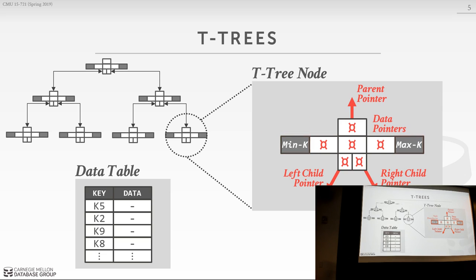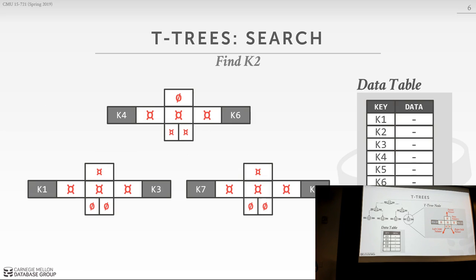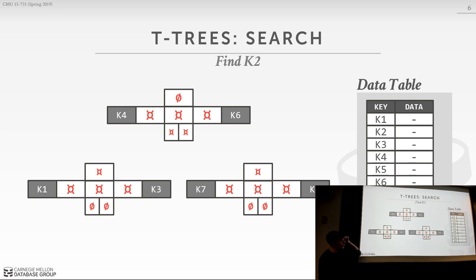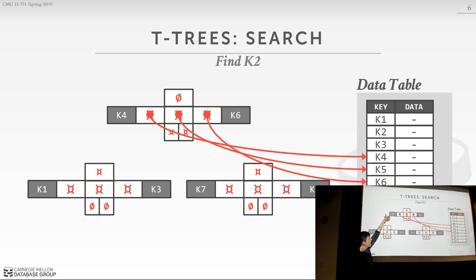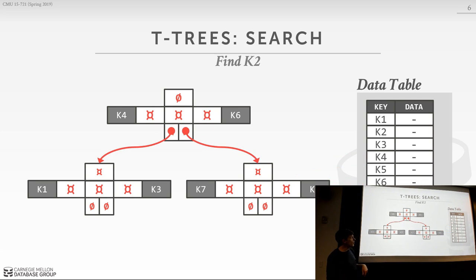So let's see how you would actually do a traversal in this. Here's a really simple 3-node T-tree, and then there's the data table. So it's key 1 through 9. Starting at this node here, say I want to do a lookup on K2. You see these are all data pointers to the actual keys themselves. So when I do a comparison, I have to follow those pointers to go look at the original tuple and then do the comparison that way. And again, I have my pointers down to my children, left and right.